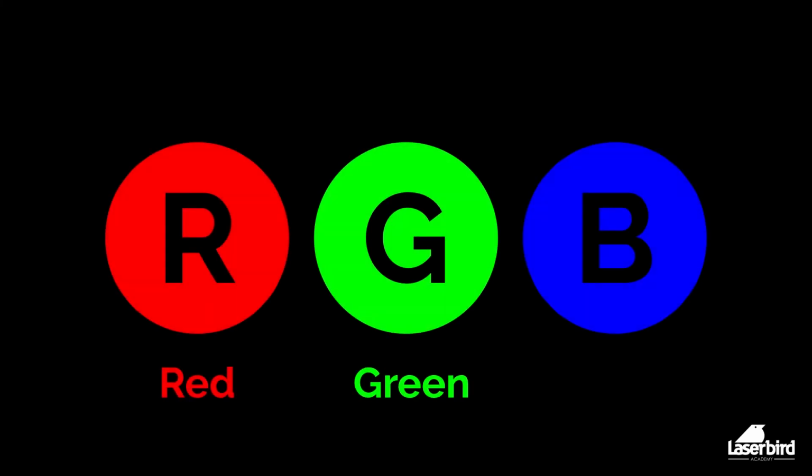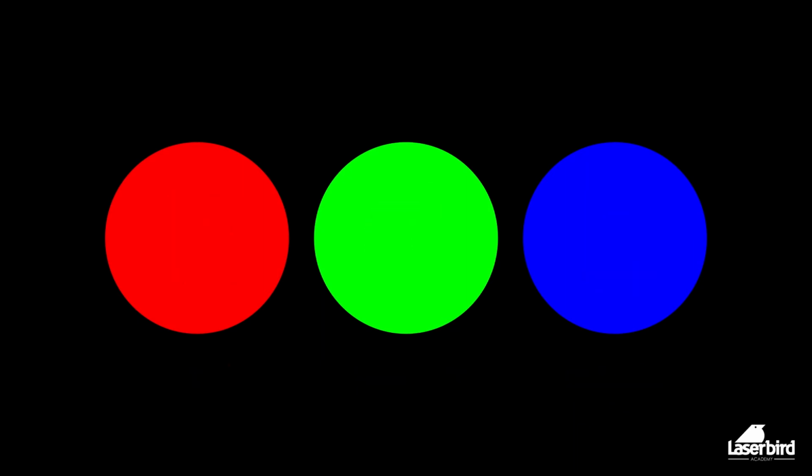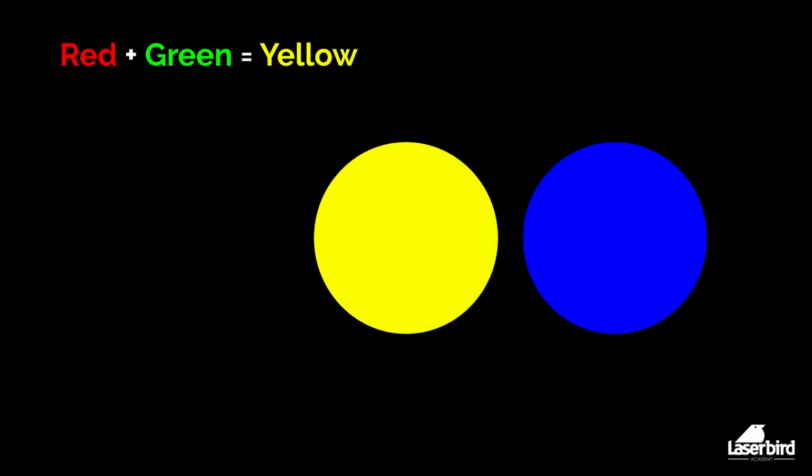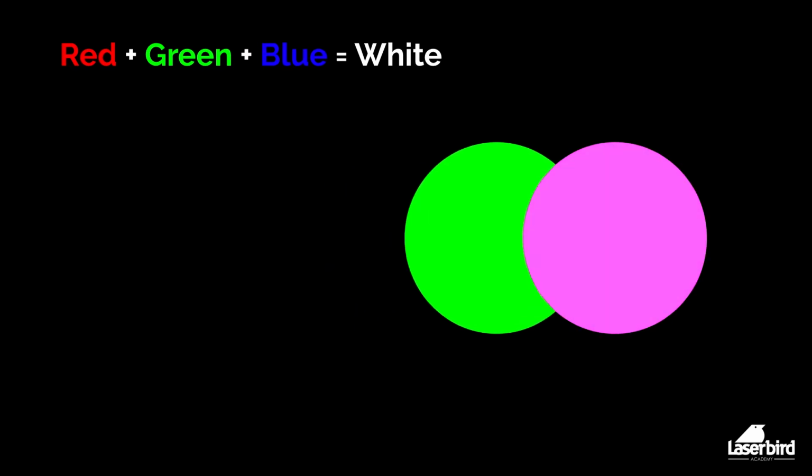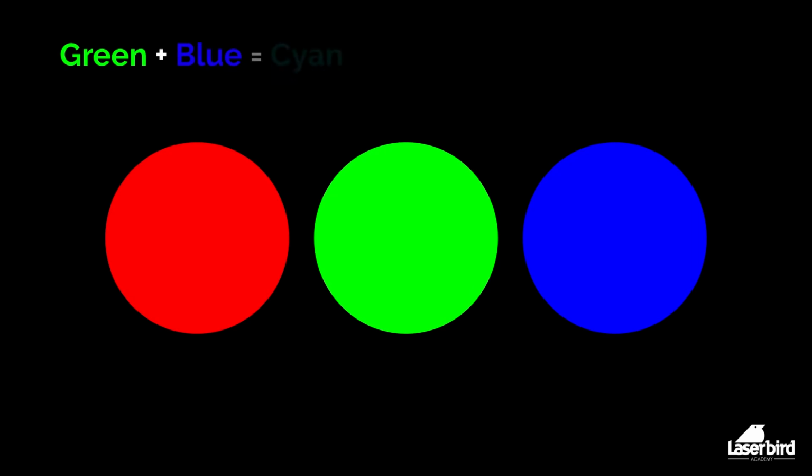RGB stands for red, green, and blue. You can actually add the colors together in order to get other colors. If we add red and green together, it's actually going to create yellow. And then if we add red and blue together, we get magenta. And then if we add red, green, and blue all together, they're going to add up to create white light. And then if you add green and blue together, you get cyan.